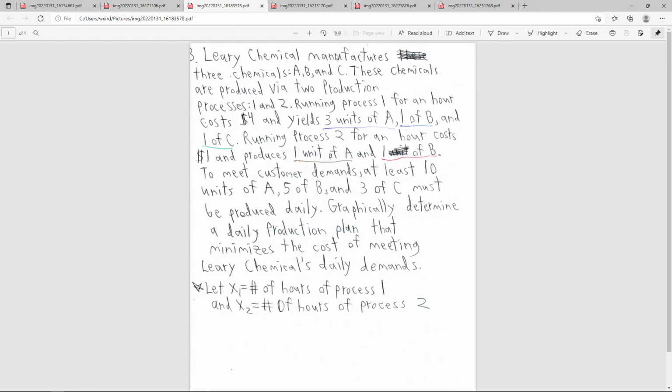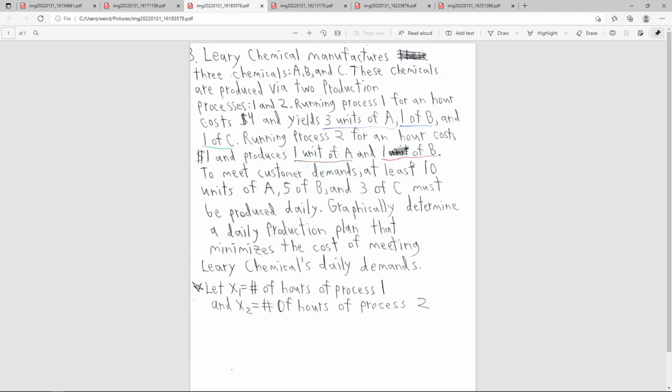Here's another problem. Leeway Chemical manufactures 3 chemicals, A, B, and C. These chemicals are produced via 2 production processes, so basically we're going to have to set up the LP and solve it. There are 2 production processes, just 1 and 2, and I put a note here: let x1 equal the number of hours of process 1 and x2 equal the number of hours of process 2. Running process 1 for an hour costs $4 and yields 3 units of A, 1 unit of B, and 1 of C, so I noted those down.